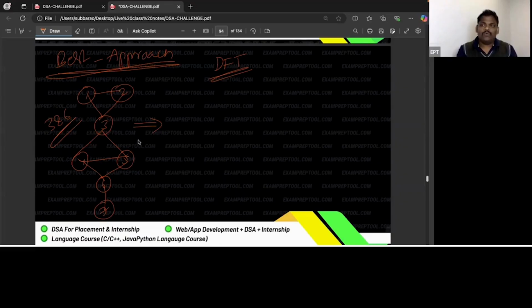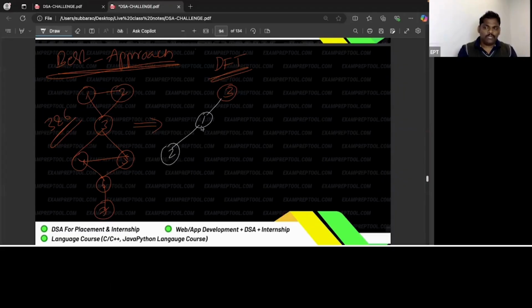Start from any vertex, apply DFS. Let me try starting from 3. Starting from 3, apply DFS. Remember, you can apply DFS from any vertex. Let me change the color also. DFS, everyone knows. Of the adjacent vertices, take only one. Starting from 3, the adjacent vertices are 1, 2, 4, 5. Take any one, no objection. I will take 1. 3 adjacent is 1, 1 adjacent is 2.